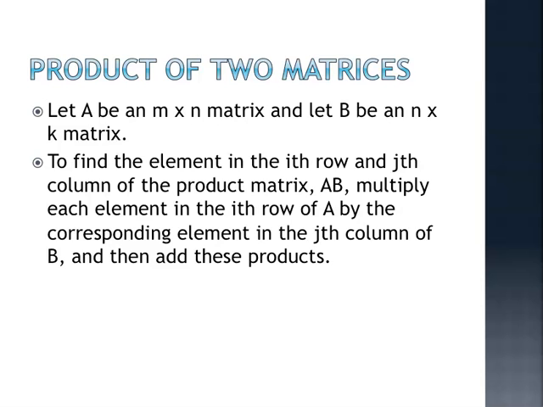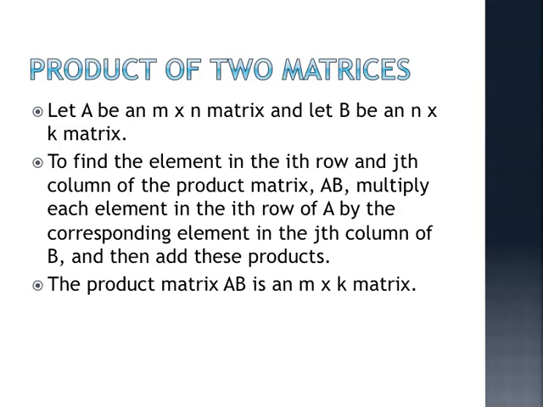The resulting matrix is your product matrix AB, and the size of that matrix is going to be an m by k matrix. Notice how m is the number of rows in A, and k is the number of columns in B.